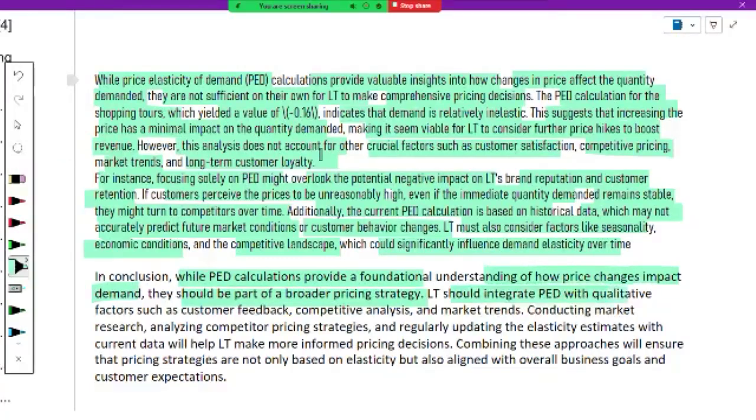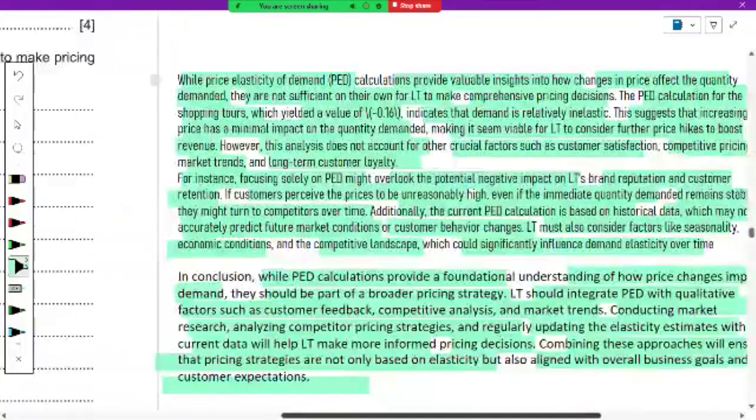LT should integrate PED with qualitative factors such as customer feedback, competitive analysis, and market trends. Conducting market research, analyzing competitive pricing strategy, and regularly updating the elasticity estimates with current data will help LT to make more informed pricing decisions. Combining these approaches will ensure that pricing strategies are not only based on elasticity but also aligned with overall business goals and customer expectations. So this is how we have to do this question: PED is useful, but what other things we should consider while making pricing decisions.